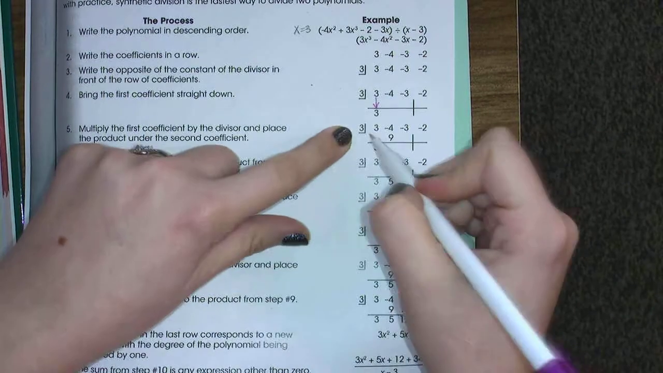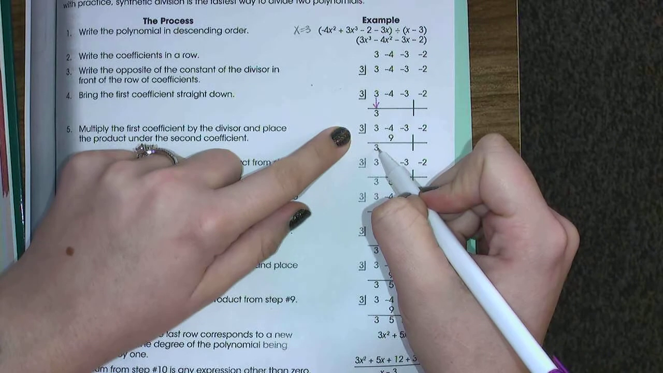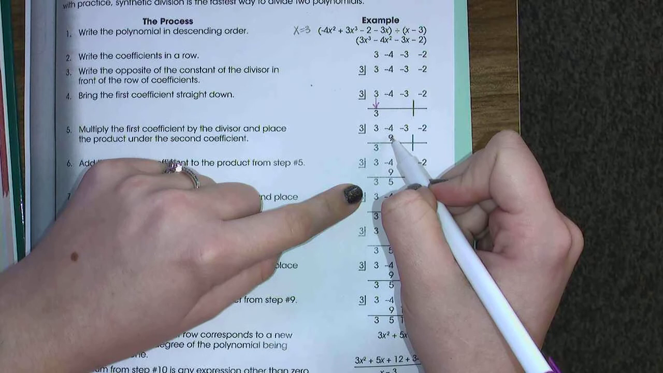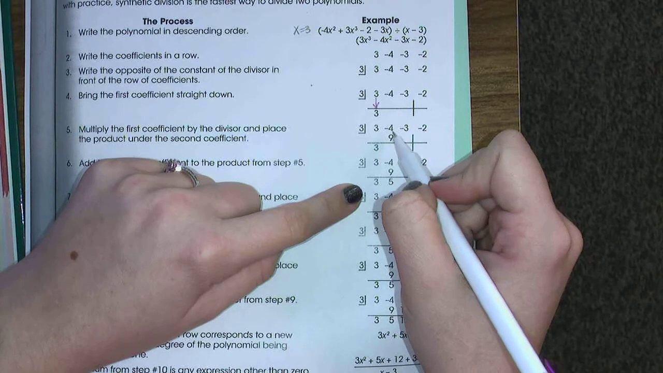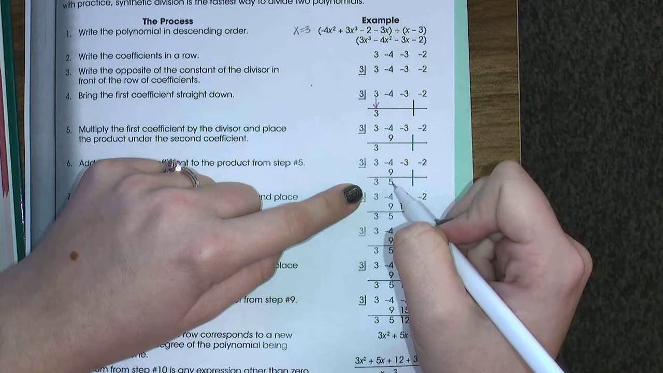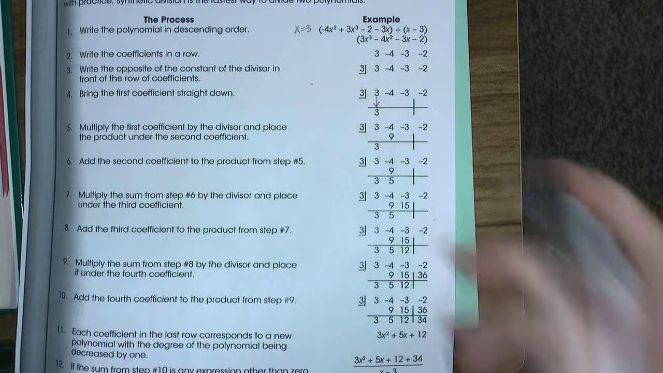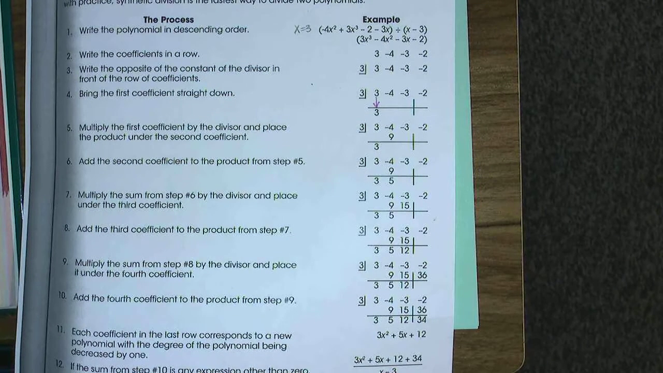Now you multiply 3 times 3, which is 9, and you put it under the next term. Then you just add them together. So -4 and 9 gives you 5. Normally we don't do this step by step like this. It's all done in one little thing. I'm just doing it like this to show you piece by piece, and when we go to do them, obviously we'll do it all as one thing.